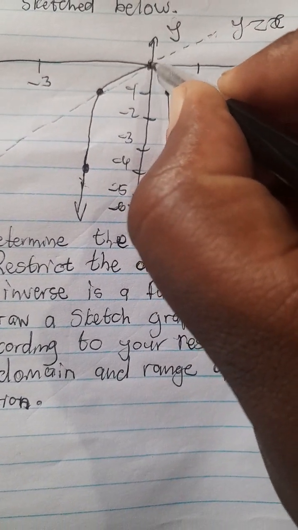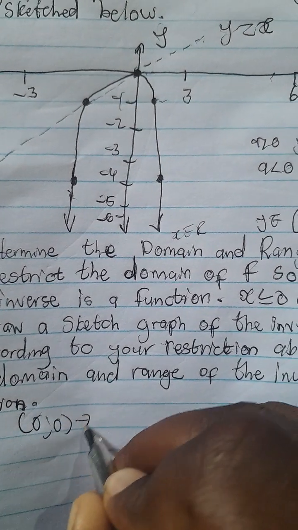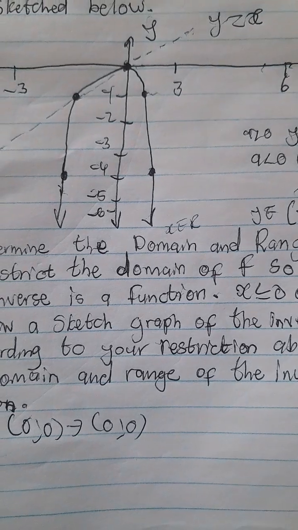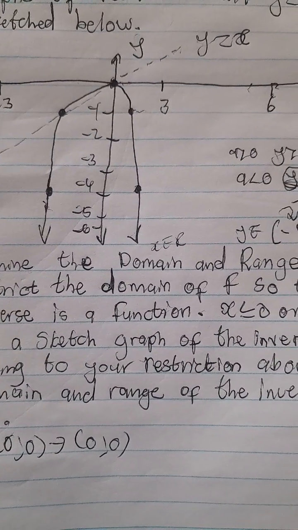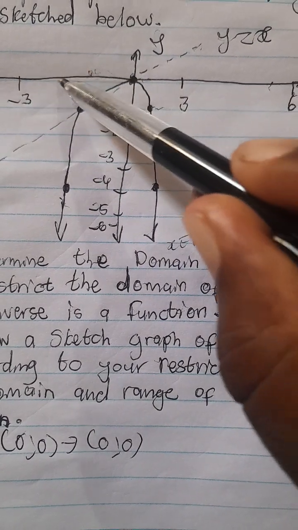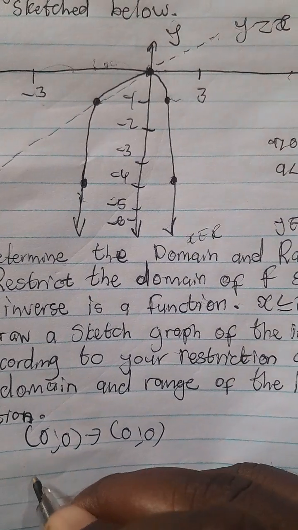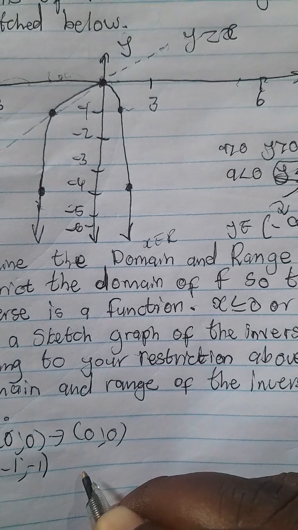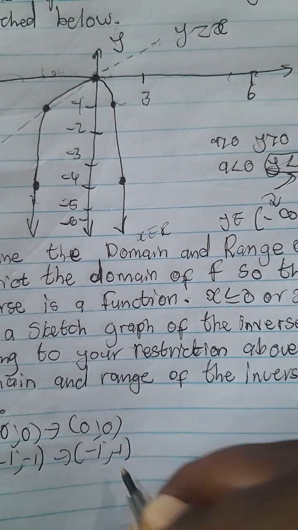In terms of sketching, the first point we can see is (0, 0). If you swap, it's still (0, 0). We are looking for the points that will help us draw the graph. By the look of things, we have negative 1, negative 2, negative 3. So it's (-1, -1) in this case. It doesn't change when you swap; it's still (-1, -1).